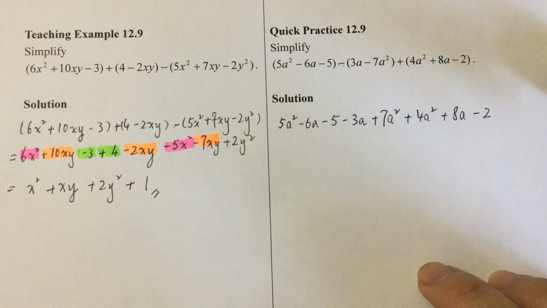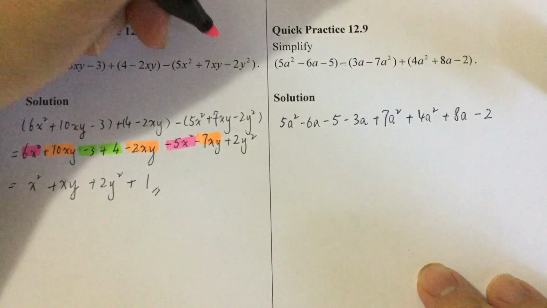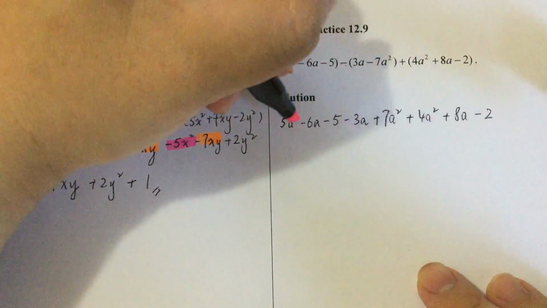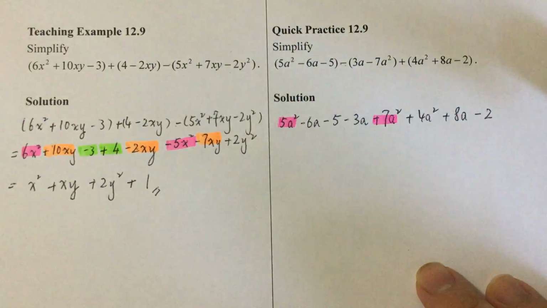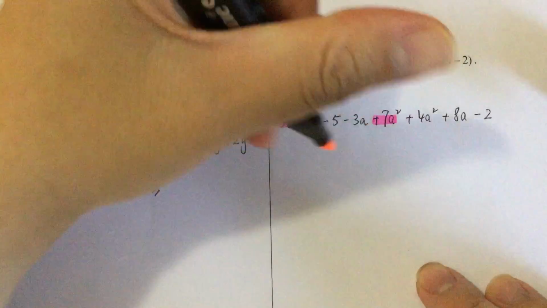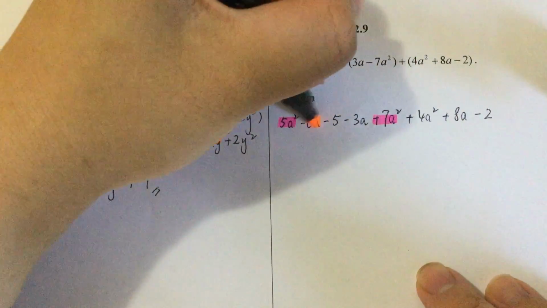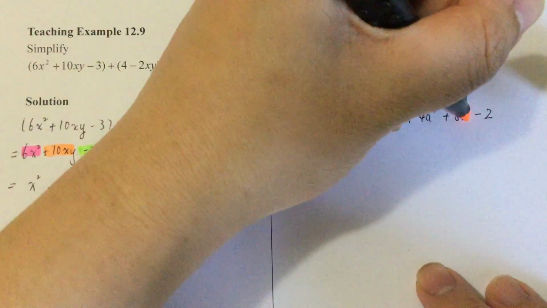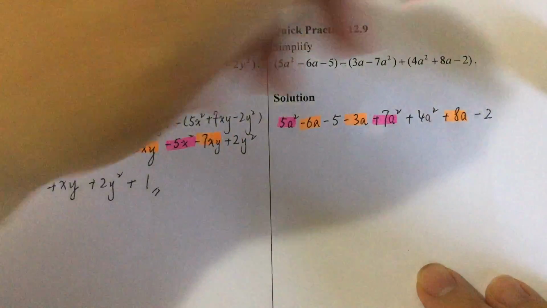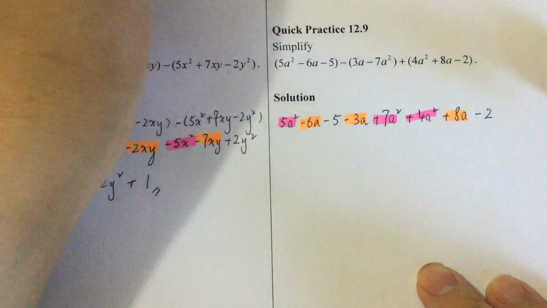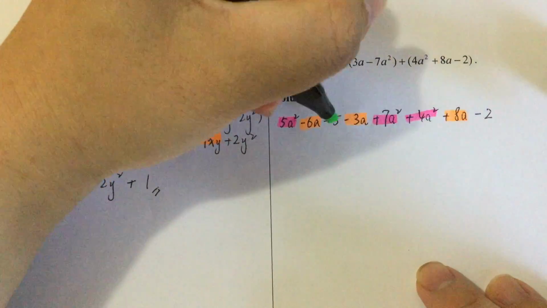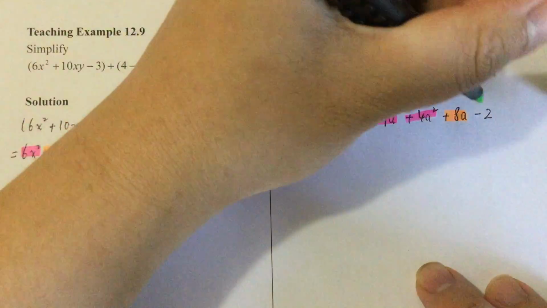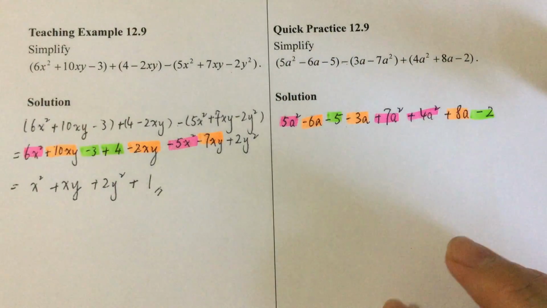Okay, now we will highlight the terms that we can add together or minus together. And you will see 5a squared, this one and this one, we can add them together. And negative 6a, negative 3a, and plus 8a. I'm sorry, one highlight is missing, so plus 4a squared will also add together. So the last one is negative 5 and negative 2. So this is the final one.